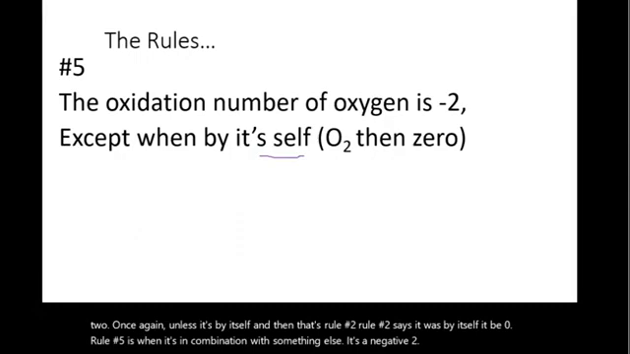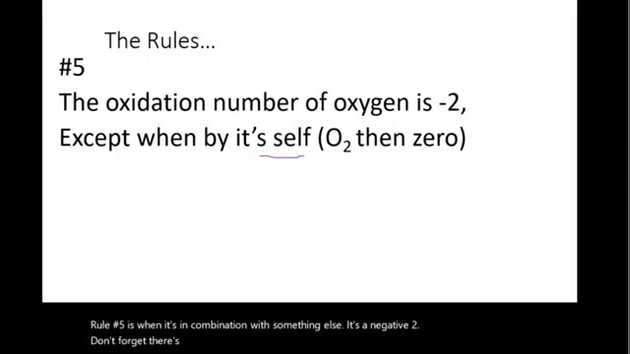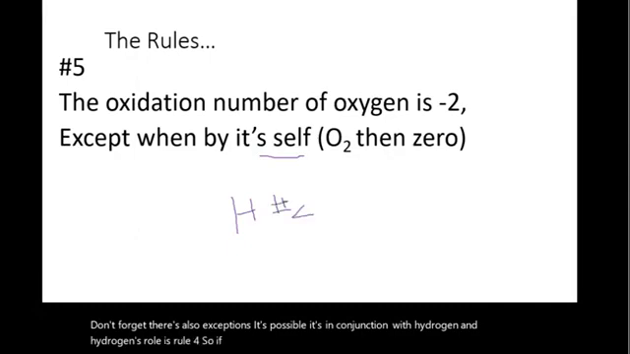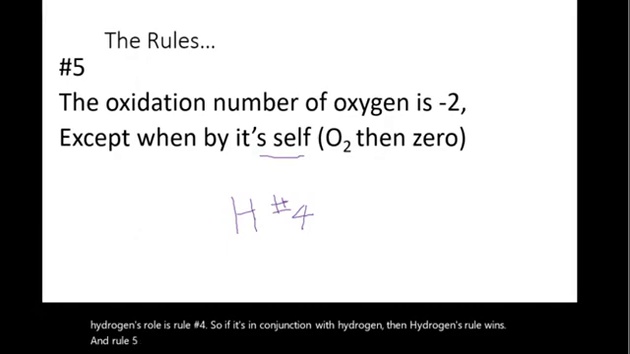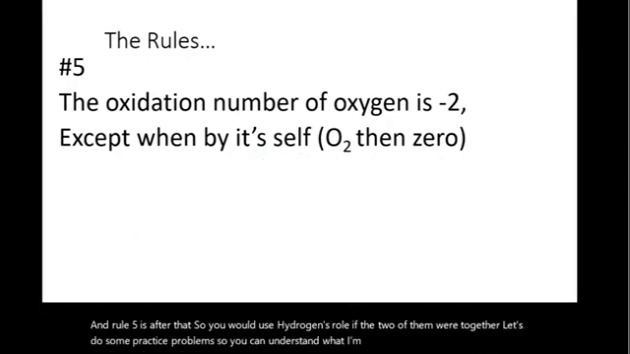Don't forget, there's also exceptions. It's possible it's in conjunction with hydrogen, and hydrogen's rule is rule number 4. So if it's in conjunction with hydrogen, then hydrogen's rule wins, and rule number 5 is after that. So you would use hydrogen's rule if the two of them were together. Let's do some practice problems so you can understand what I'm saying about the rules.